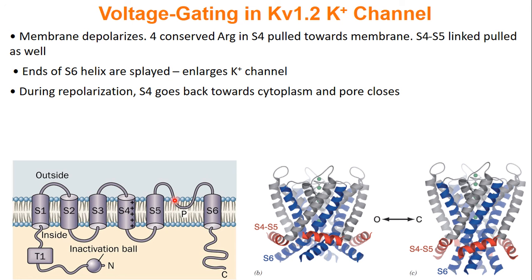And eventually what will happen is that after all the potassium flows out, the inside becomes negative again. This 4th helix with the positive arginines will now be attracted to the inside, which is negative again, which will close the pore for good, and then you're back to where you started before the opening of the pore, before the action potential.